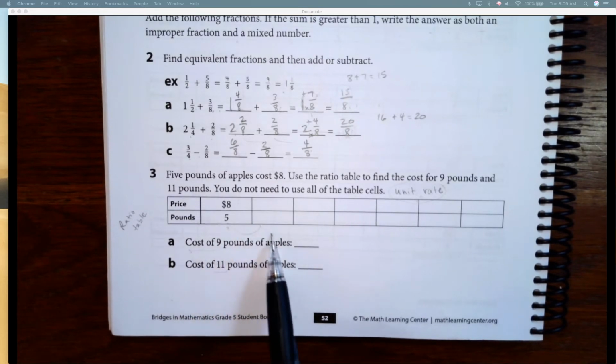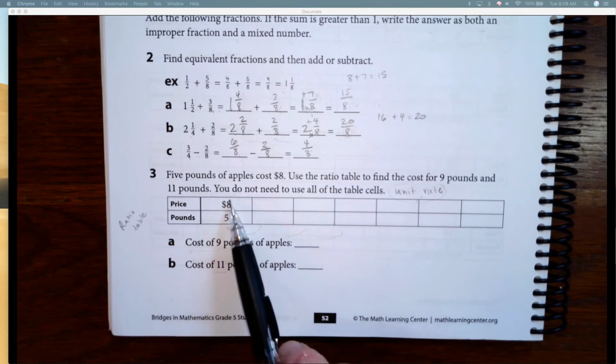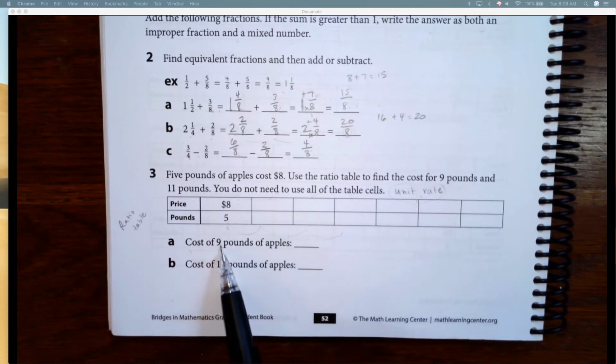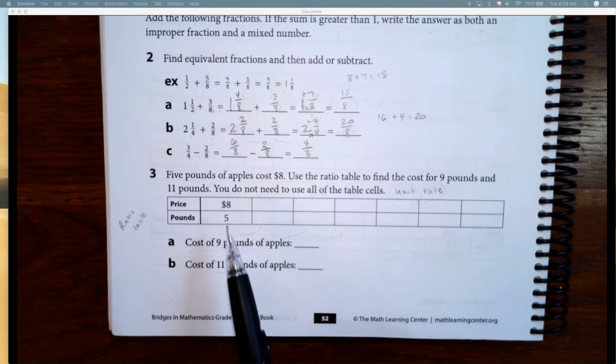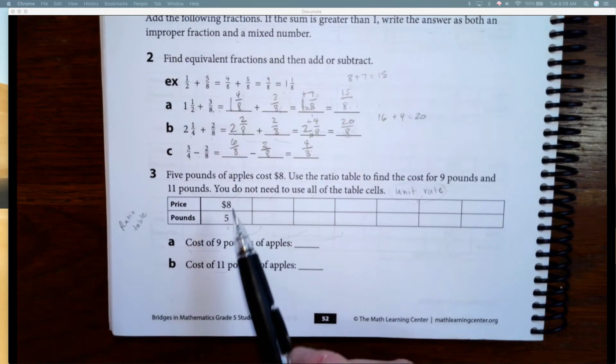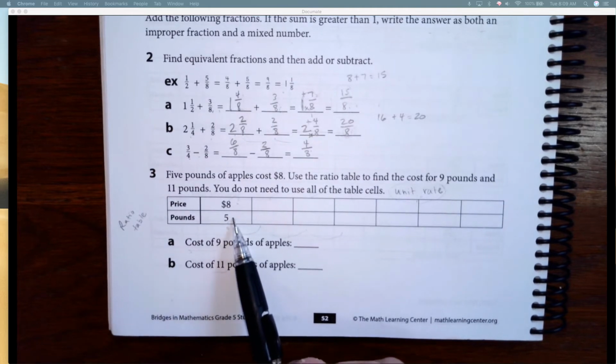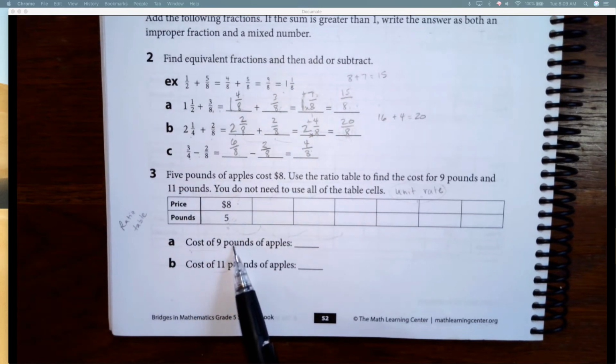Remember, ratio table is nice because we do the same thing for the top and the bottom. But when we're at a 5, it's not divisible into 9 or 11. So what I want to do is try to find how much money it costs for 1 pound of apples. Okay, so what is the price for 1 pound? And then after we find that, then it's easier to find any amount for any pounds we want, like 9 or 11.